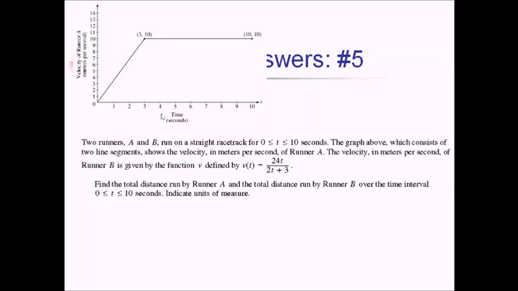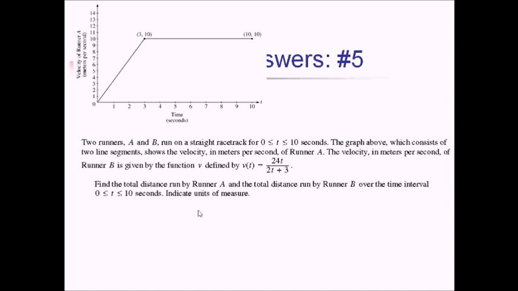On this problem, we have two runners, A and B, on a straight racetrack from 0 to 10 seconds. This graph here shows us the velocity of runner A, and the velocity of runner B, in case you were wondering, is given by this v of t function right here. And this is a calculator problem, so we're going to need to use that for this piece of it. But they want the total distance run by runners A and B over the interval from 0 to 10 seconds.